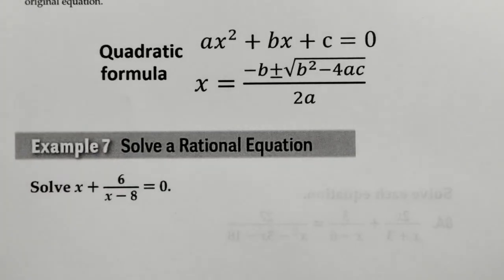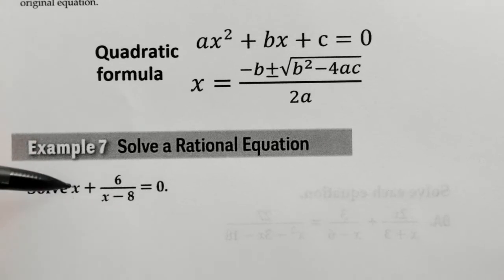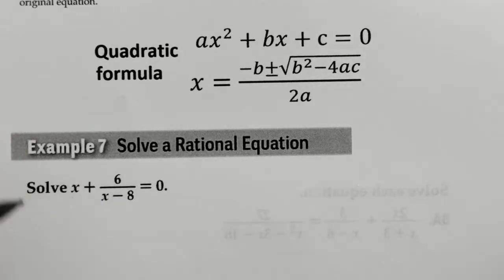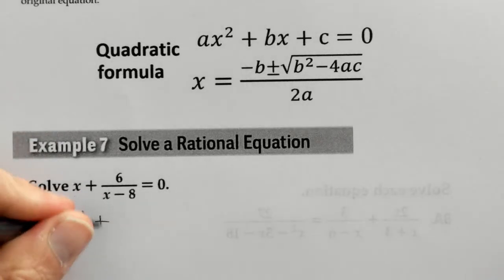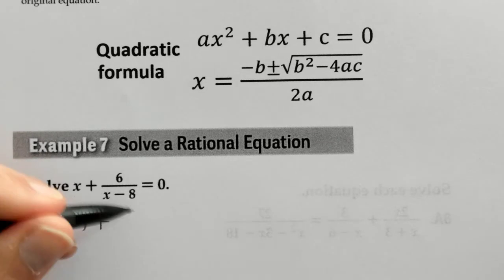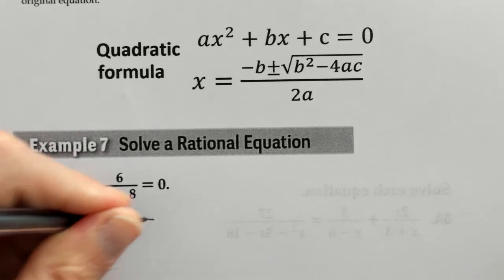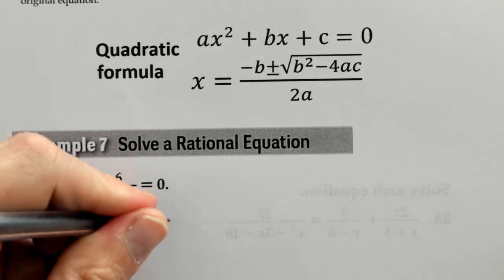All right, let's say we wanted to solve this equation. The first thing that we want to do is multiply through by the least common denominator so that we can get rid of our fractions. The least common denominator between 1 and x minus 8 is x minus 8. So I'll multiply all three terms here times x minus 8. The first one will be x times x minus 8. In the next one, if I multiply through by x minus 8, it will cancel and leave me with 6. And then x minus 8 times 0 is still 0.